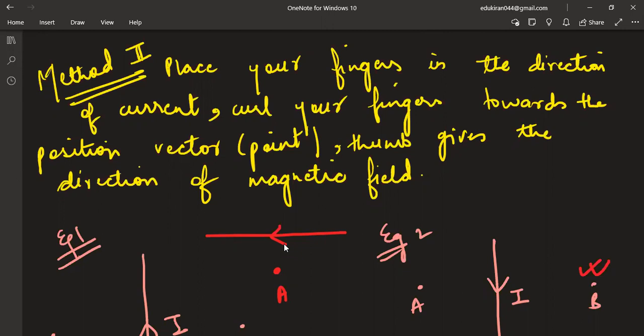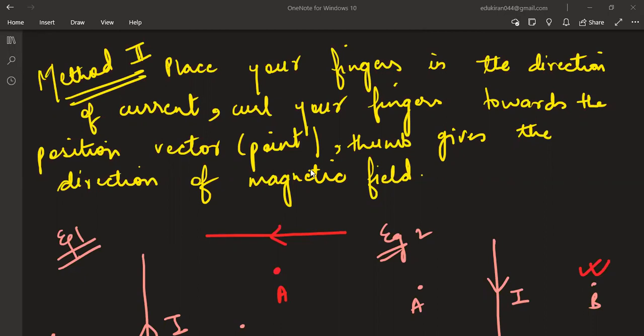If all of you try this right now while you are listening, keep your palm such that your nails are pointing towards the left, as indicated here, because the arrow is pointing towards the left. So that is your direction of current. But you also have to choose which direction the palm should face: downward, upwards, or towards the screen.